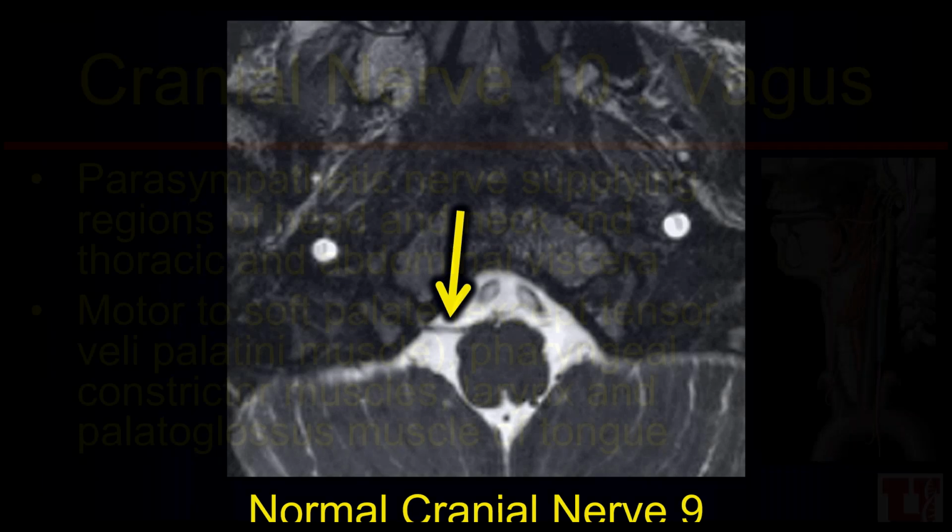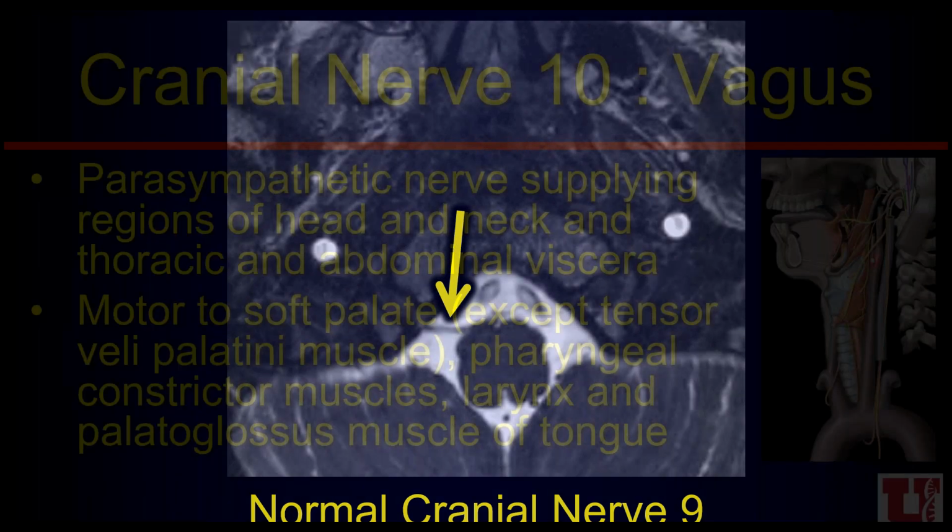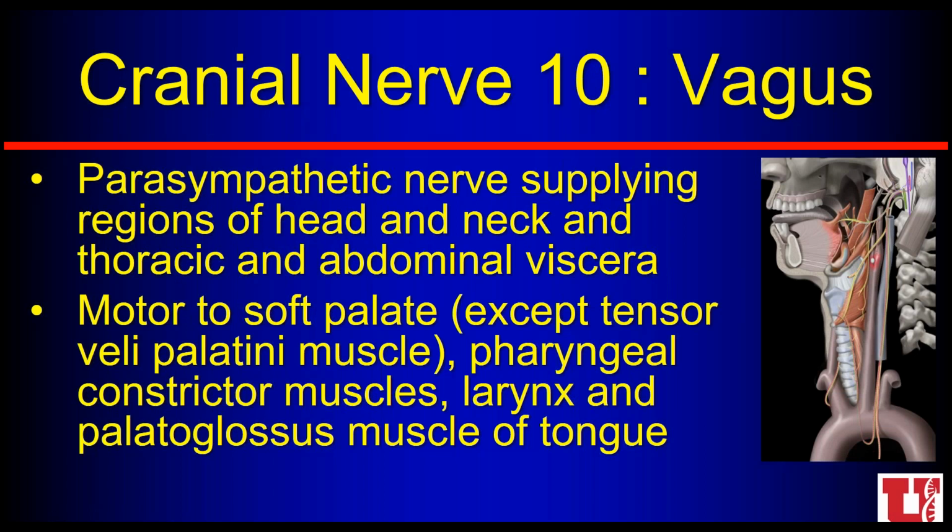So next is 10. So 10 is also confusing, and there's also 4 central cranial nuclei that contribute to the 10th or vagus. We think about a lot of parasympathetic innervation, strangely, to the thoracic and abdominal viscera along the 10th nerve, the vagus nerve. We also have motor to the soft palate muscles, except for the tensor veli palatini. We have the pharyngeal constrictor muscles and the vocal cords itself.